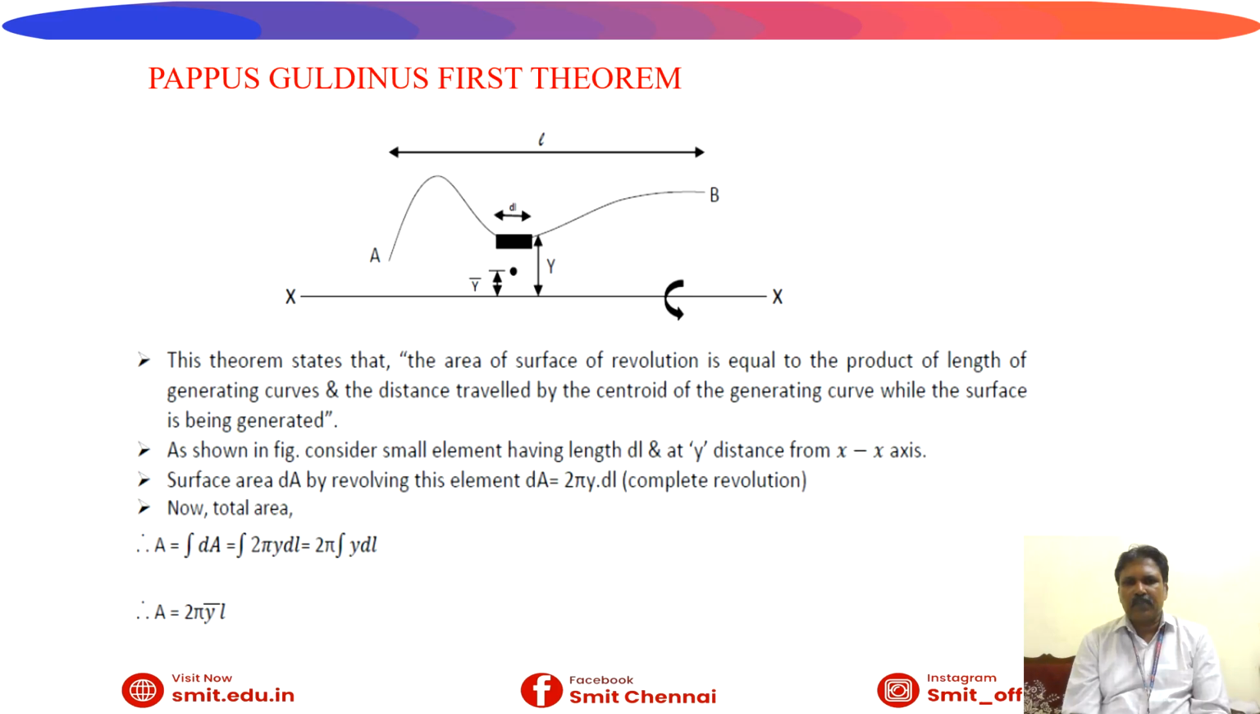The area of revolution: if you take one paper and revolve that paper, what will you get? One plain cylindrical object, a hollow cylinder, right? Like that, consider a small element having a length of dl at a distance y from the xx axis. The surface area dA by revolving this element is dA equal to 2 pi y into dl. That is a complete revolution. Now the total area A is the integral of dA, the integral of 2 pi y dl, equal to 2 pi integral of y into dl. Therefore A equals 2 pi y bar L.